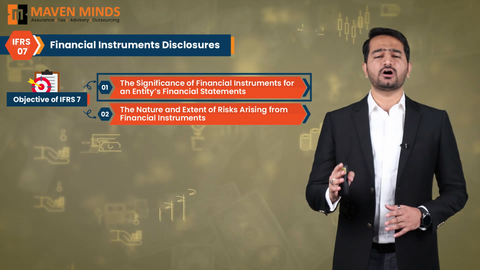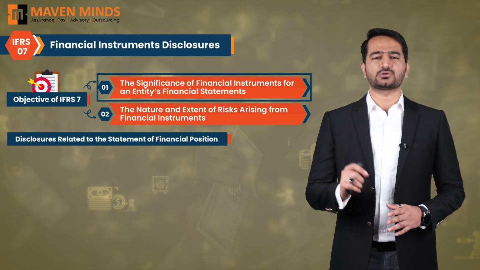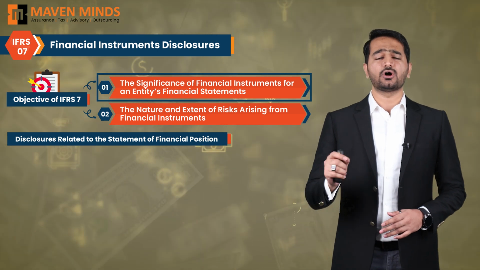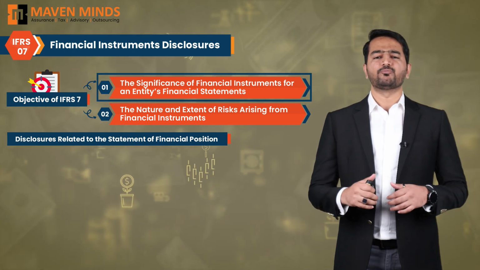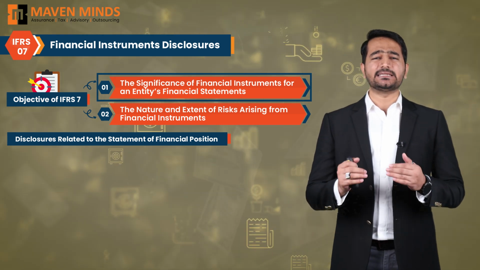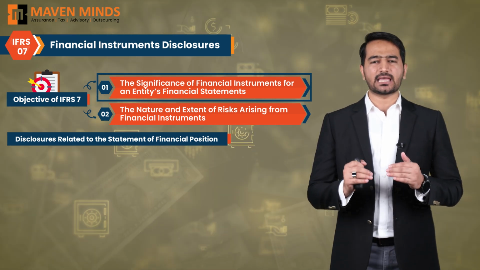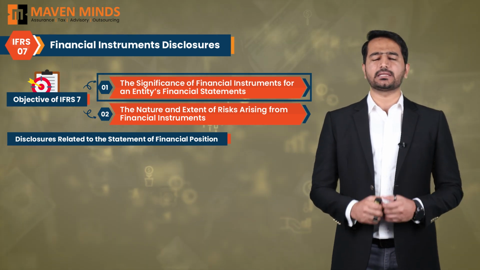The first group of disclosures is related to the statement of financial position, or as we often call it, the balance sheet. Okay, now, what do you need to disclose here? You need to provide detailed information about the carrying amount of your financial instruments, broken down by categories.